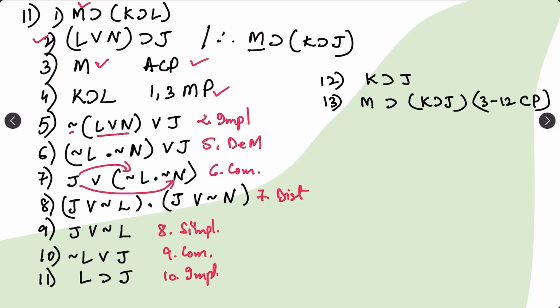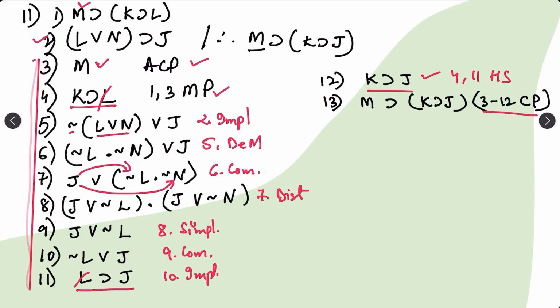After that, hypothetical syllogism. See, in this case we have L horseshoe J and here K horseshoe L. So L is common in both. So K horseshoe J you found by using 4th comma 11 with HS, and then you get M horseshoe K horseshoe J by 3rd to 12th. So you just draw a line from 3rd to 12th, you have used CP.